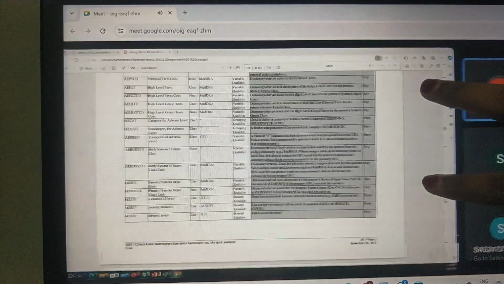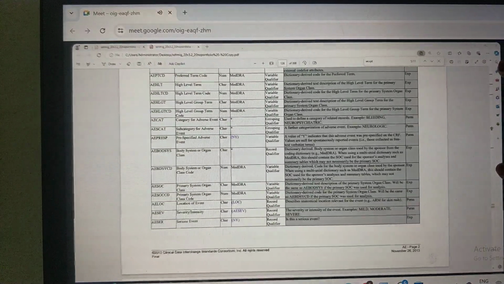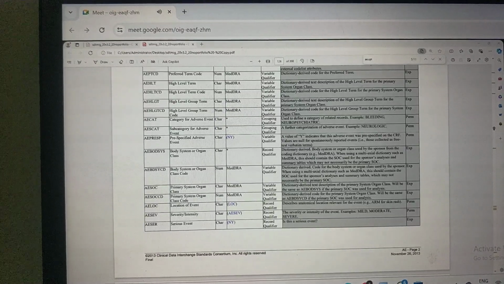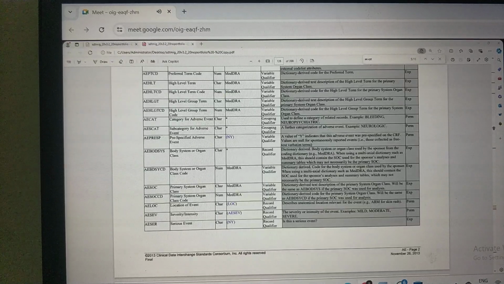Join in these classes for sure. It's very, very important. You have to read SDTM-IG, then come up with the questions, and then we can discuss. Without this SDTM-IG knowledge, going forward, nothing you are going to do. So please be serious, and if not, please start immediately and then come up with the questions we can discuss.